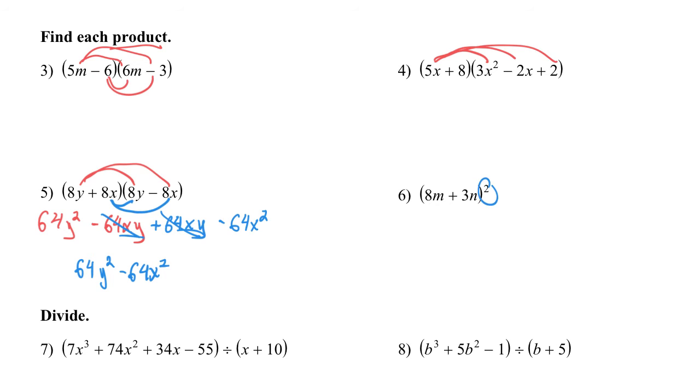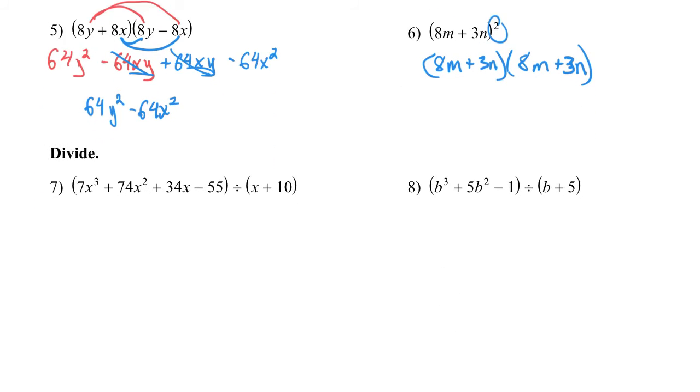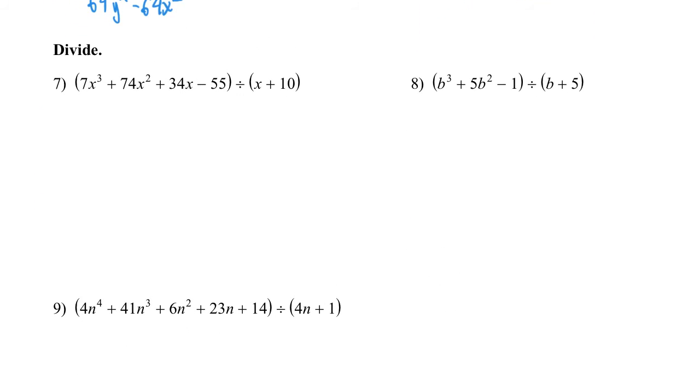Number 6 says to square this thing, so make sure you write it twice and multiply it with itself. And then it'll be just like number 5. Okay, then we've got division here. Remember, you can do synthetic division if there's a 1 here, so those two you can do synthetic. Number 9, you have to do long division because of that 4. If you have questions about the division, go look at the previous video for the division examples.